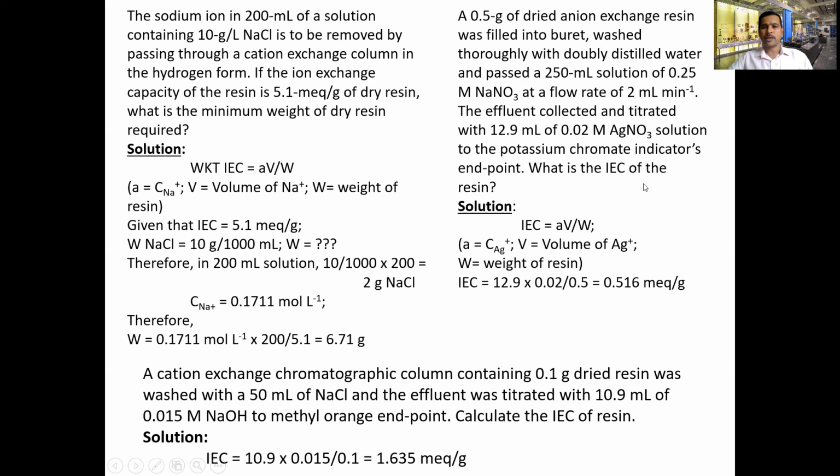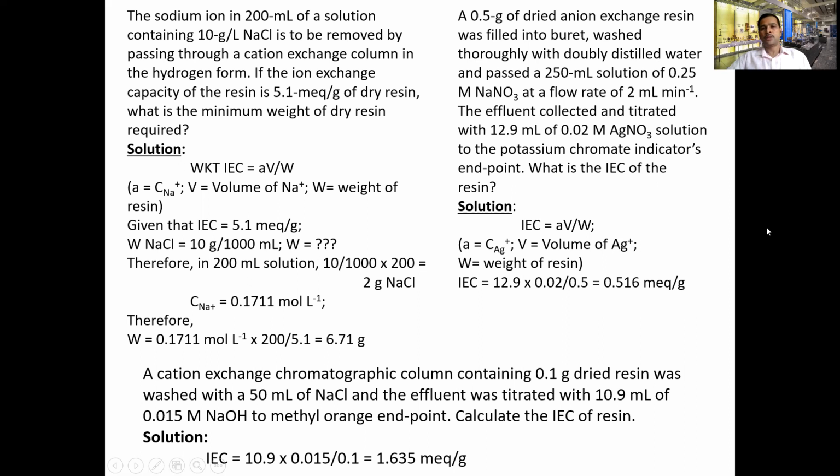Here, you have to calculate the ion exchange capacity of the anion exchange resin. The problem is stated like this. A 0.5 gram of dried anion exchange resin was filled into a burette, washed thoroughly with double distilled water, and a 250 ml solution of 0.25 molar NaNO3 was passed at a flow rate of 2 ml per minute. The effluent collected was titrated with 12.9 ml of 0.02 molar AgNO3 solution to the potassium chromate indicator's endpoint. What is the ion exchange capacity of the resin?